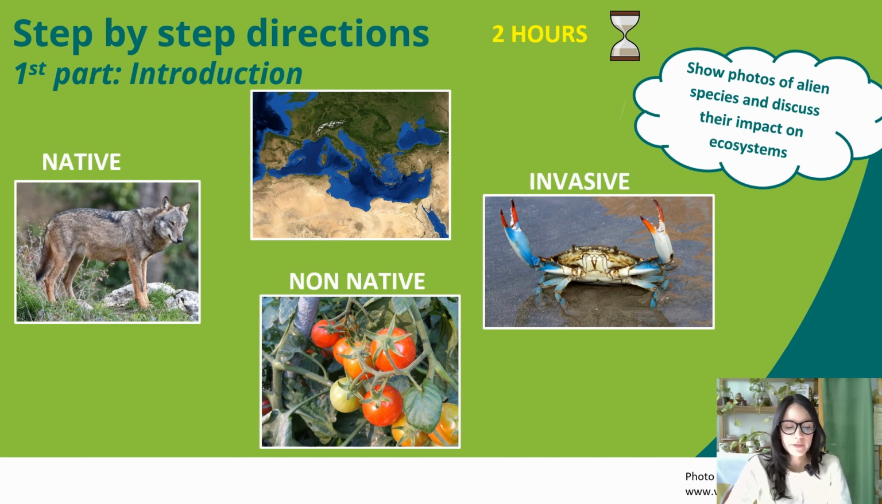After that, you should focus on what are native, non-native, and invasive species, saying that native species are the species that naturally belong to a specific ecosystem. For example, the wolf is a native species in Europe. Non-native species, on the other hand, are introduced from other regions, such as potatoes and tomatoes. While they can coexist without causing harm, some non-native species become invasive, such as the blue crab.